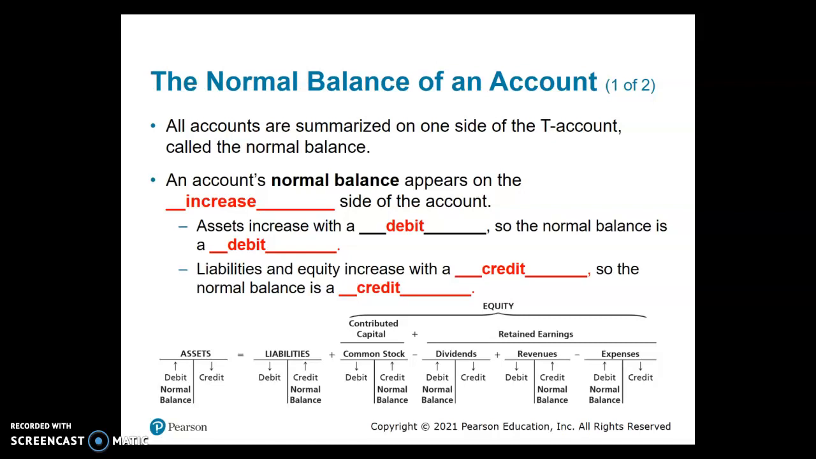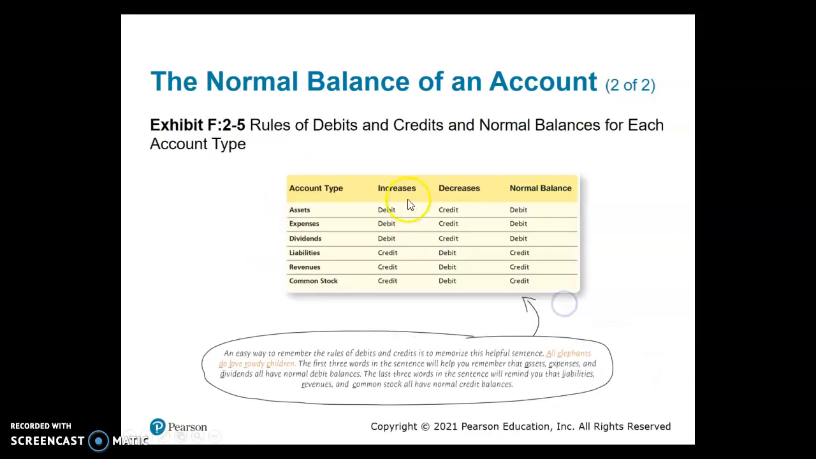Here's a chart of the rules of debit and credit. This is also in your book. It summarizes all of the main account types, how you show an increase to that account and a decrease, and what the normal balance is. And that was that slide there. That is also shown in the textbook.